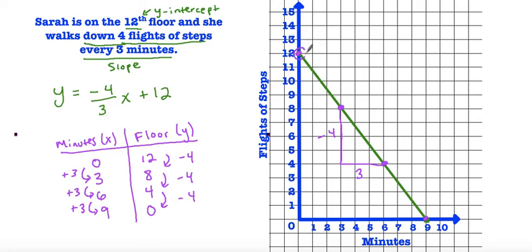And our y-intercept is over here, because she started off on the 12th floor, and that's at (0, 12). And then here we have our x-intercept, which is at (9, 0), because after 9 minutes, she's on ground level. That means she went down all the steps. And that's it.